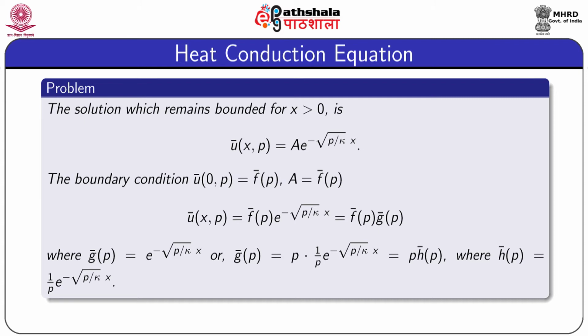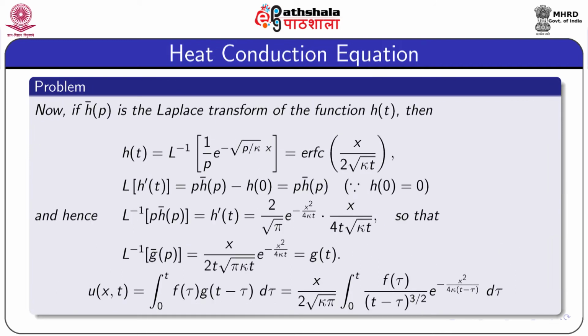But it is not easy to find the inverse transformation of this exponential function. That is why we write g bar in this form: p into 1 by p e to the power minus square root p by kappa into x, which is equal to p into h bar p, where h bar p is 1 by p into e to the power minus square root p by kappa into x. We write the equation in this form because the inverse transformation of h bar p can be obtained easily, which is shown here.